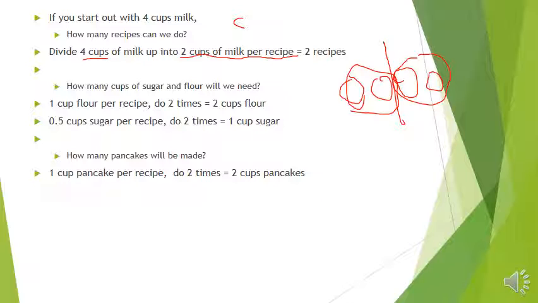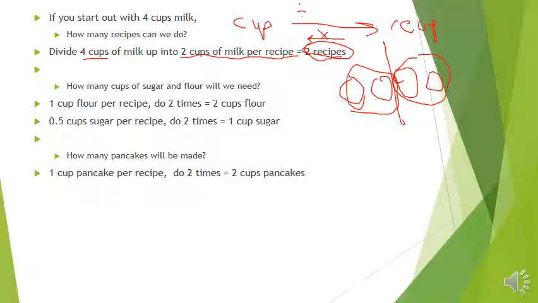So if you want to go from cups to recipes, what you did is divide by the cups per recipe. If you notice, in the previous example, to go from recipes to cups, you multiplied. That makes sense, and it's not just memorization, and I'll show you how that works. So now I can make 2 recipes. For every recipe, how many cups of sugar and flour will I need?